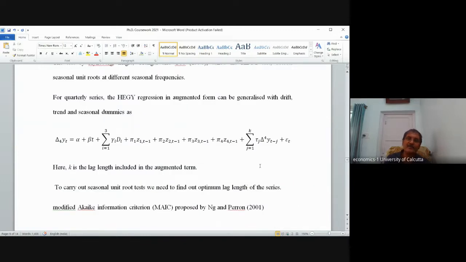So in the first step, you have to find out the optimum lag length, as in the case of annual time series.